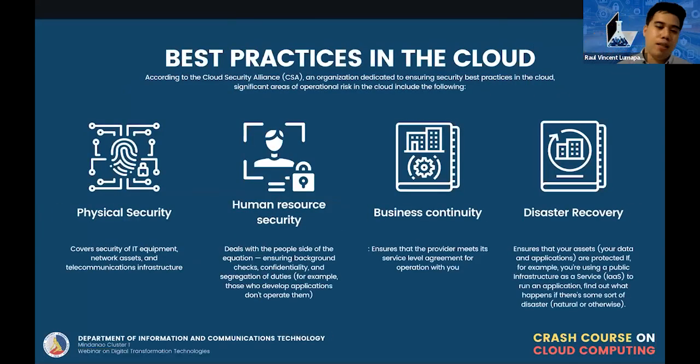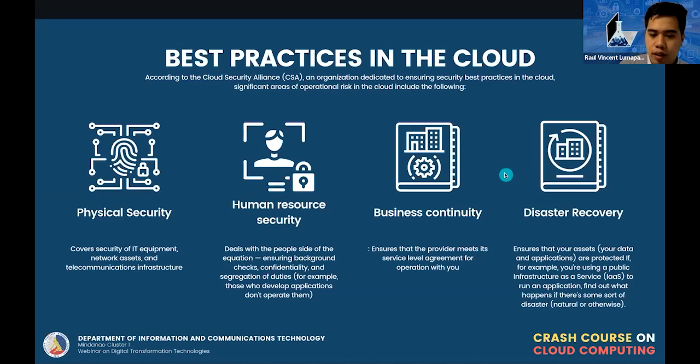So what are the best practices in the cloud? According to the CSA, an organization dedicated to ensuring security best practices in the cloud, significant areas of operational risk in the cloud include the following. One, physical security, which covers security of IT equipment, network assets, and telecommunication infrastructure. Second, human resource security deals with the people side of the equation, ensuring background checks, confidentiality, and segregation of duties. Third, business continuity, ensuring that the provider meets its service level agreement with you, and disaster recovery.